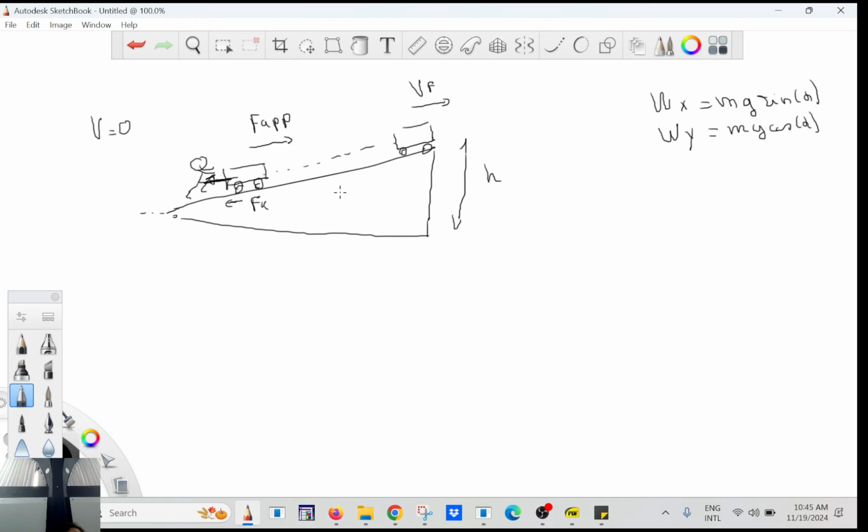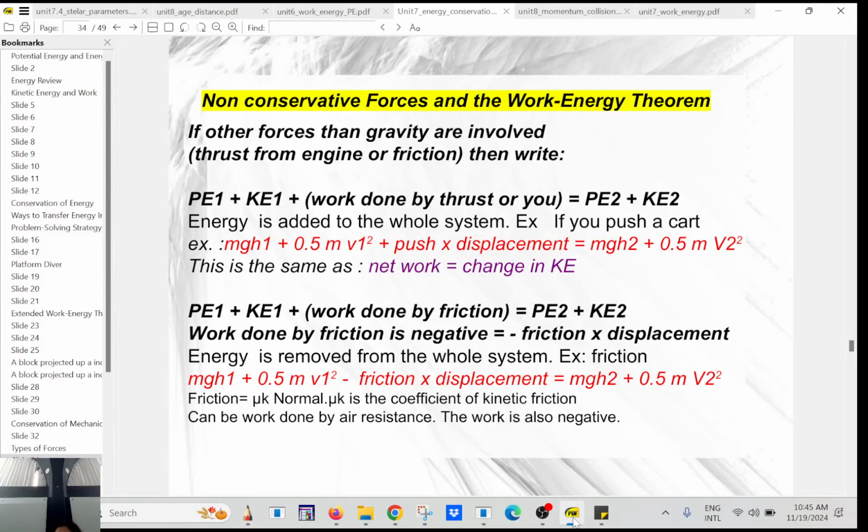If you say conservation of energy, you are only including kinetic energy, potential energy, the work done by you, and the work done by friction. You don't include the work done by gravity because it's included in the potential energy. So I'm going to use that here.